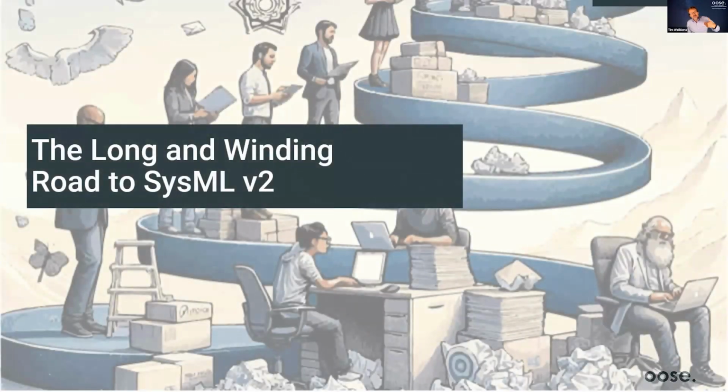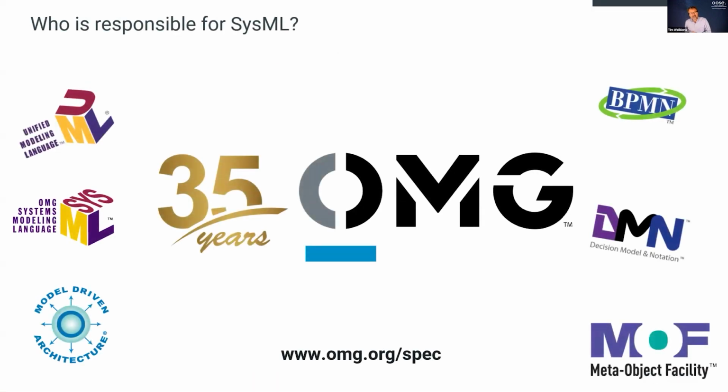So let's have a more detailed look on the long and winding road to the language. How is it developed? And then, of course, I will also show you some examples of SysML v2. So first of all, it should not go unmentioned who is responsible for SysML. It's the OMG, called Object Management Group. And SysML is also defined as an ISO standard, at least SysML version 1. SysML v2 is still work in progress. And the OMG celebrates its 35th birthday this year.